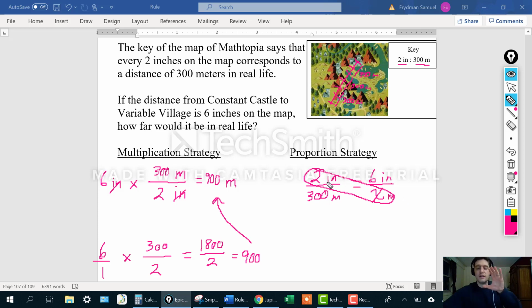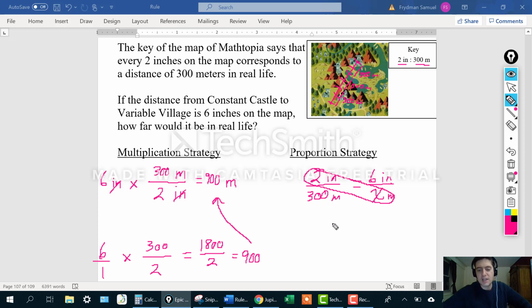The whole purpose of putting the units in was just so we knew if we should put the 6 over here or down here, and if we should put the x over here or up here. So we had to look at the units to decide where things should go. But now that we have everything in the right place, I'm not going to pay so much attention to the units, and let's just look at the numbers.